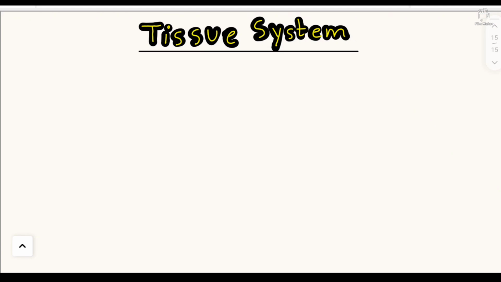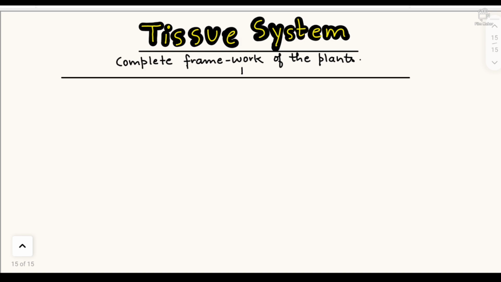Hey everybody, in this video we are going to study the tissue system in plants, which means studying the complete framework of the plant. Here we have three different types of tissue system. The very first one is the epidermal tissue system, that helps to explain the external features of the plant, the tissue involved in forming the external body.